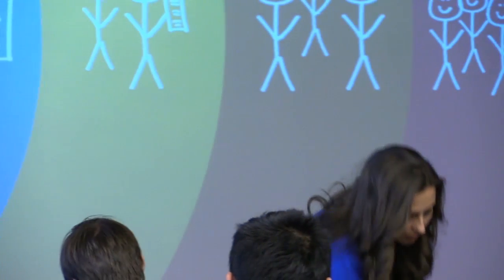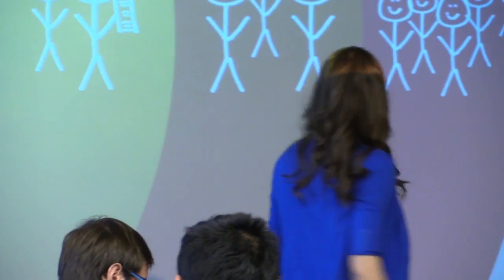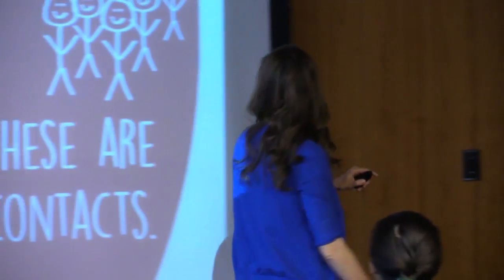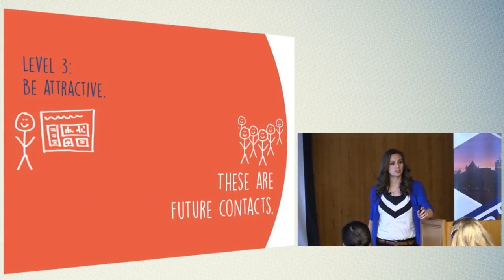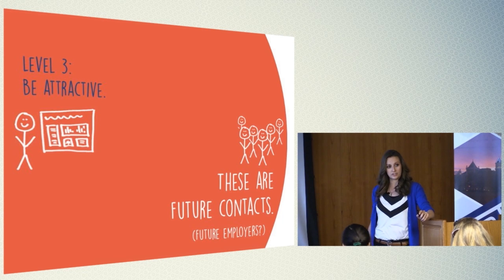Last group of people. Here's everyone else. These are the hoi polloi, the people that you have showing up at your conference that you don't know who they are or what they're doing. However, they're not just random people. The people that you see at your conference are future contacts, which could mean future collaborators or future employers.